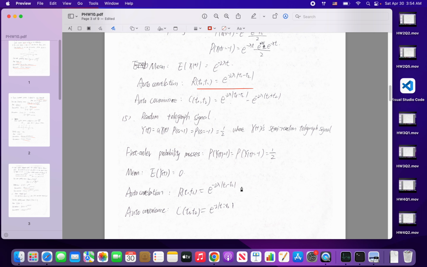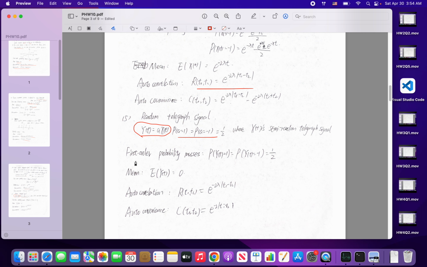And question 5, the random telegraph signal. For this, the form is like this, and the probability of A equal to 1 is equal to the probability of A equal to minus 1, which is 1 over 2. This is the probability of A. And X(t) is a semi-random telegraph signal.